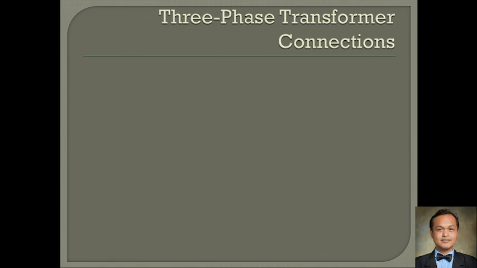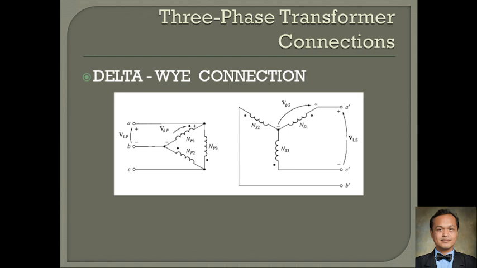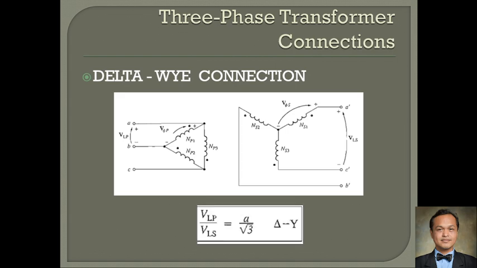So if you have a Y to delta connection, you also have a delta to Y connection, where the primary side is connected in delta while the secondary side is connected in Y. So the turns ratio relationship between the primary and the secondary is equal to the line voltage of the primary over the line voltage of the secondary, which is equal to the turns ratio divided by square root of 3. So it is the inverse of the Y delta connection on the turns ratio.